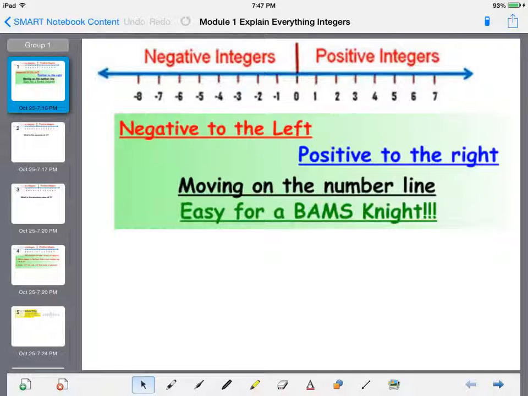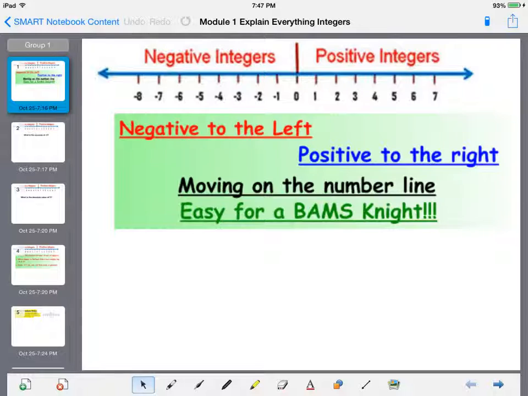We talked about negative integers. We talked about positive integers. We said that integers were positive and negative whole numbers, including the number 0. We talked about how the negative integers are on the left-hand side of our number line, and the positive integers were on the right-hand side of our number line.